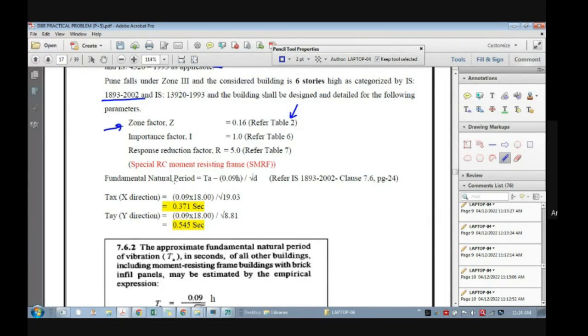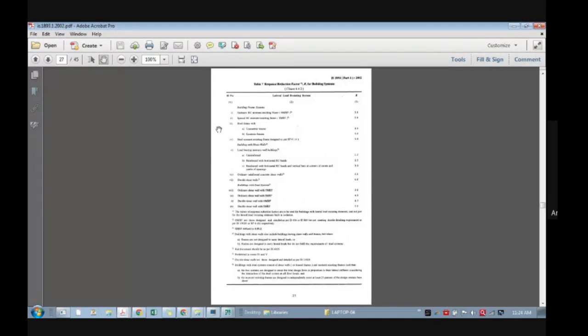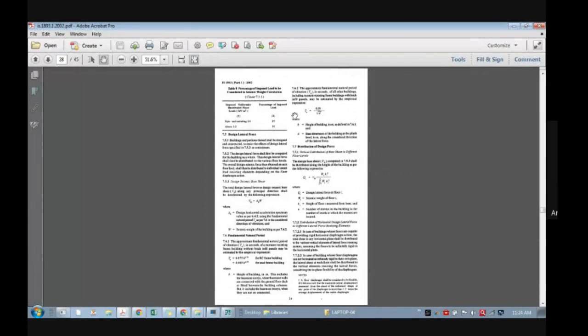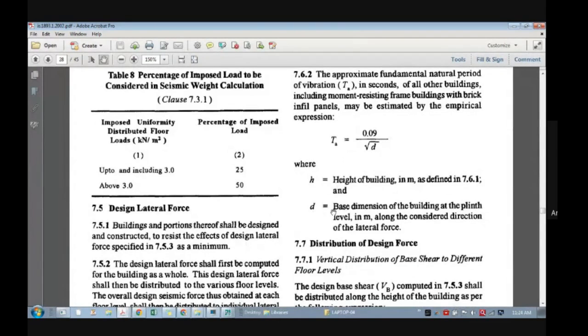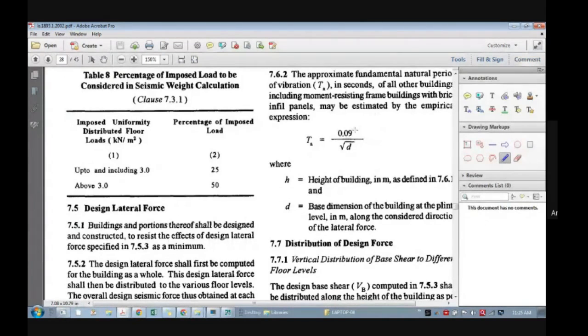Then there are calculations of time period, the fundamental time period. The formula is T is equal to 0.09 H upon root D. Refer to 1893, clause number 7.6, page number 24. Let's go to page number 24 and check it out. See this. So this clause we are using for calculation of time period. And what is this root D? There is an H also, don't forget. Something is wrong in the code. 0.09 H upon root D.